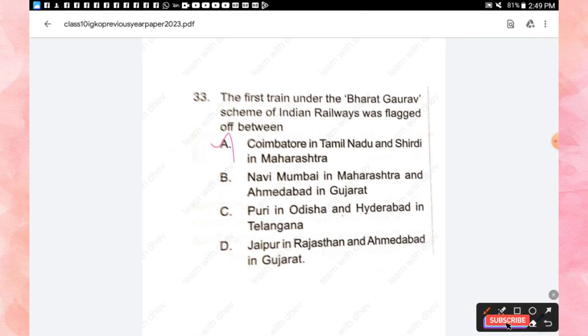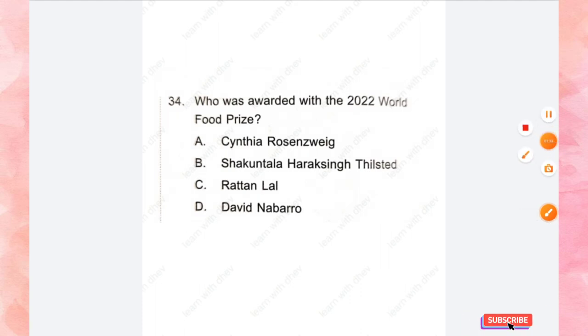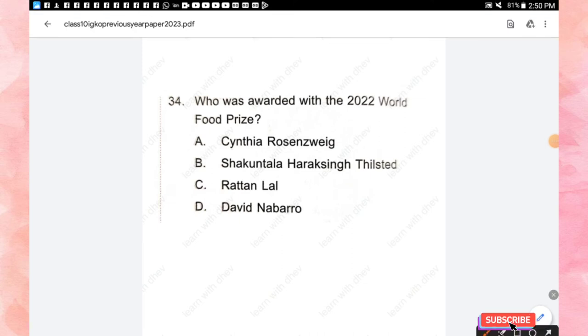Question number 34. Who was awarded the 2022 World Food Prize? Option A, Cynthia Rosenzweig. Option B, Sakuntala Haraksingh Thilsted. Option C is Ratan Lal. Option D is David Nabarro. The right answer is option A, Cynthia Rosenzweig.